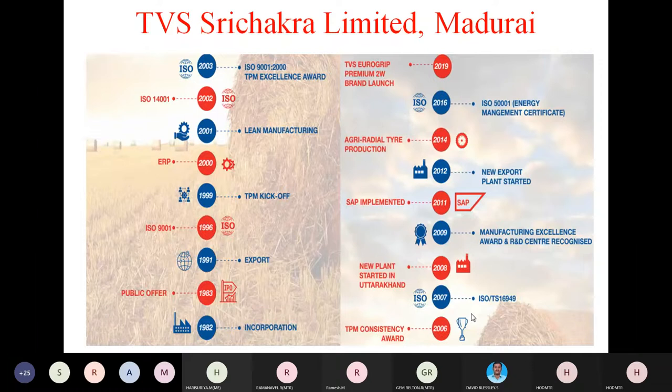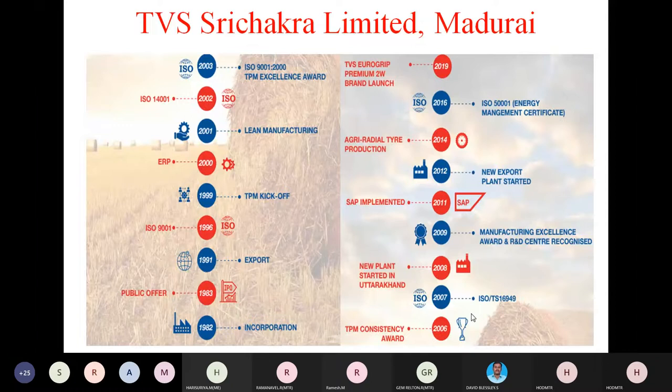And in the year 2002, they obtained the environmental management certification from ISO. It's ISO 14001. In the year 2003, they got the TPM Excellence Award from the government for the first time. From 2003 to 2006, for four consecutive years, they got the TPM Excellence Award from the government. And in the year 2007, they obtained the certification ISO/TS16949. This is an international standard for automotive quality management.